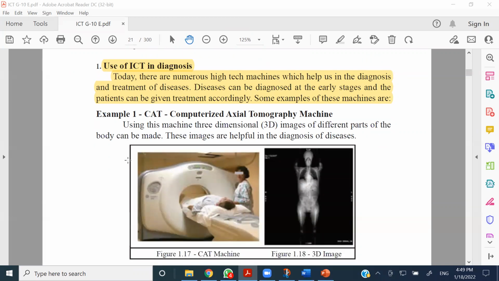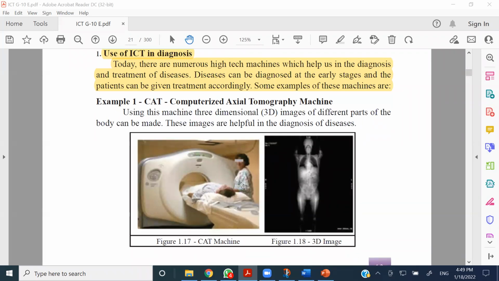So the first example is about the CAT machine, which is called the computerized axial tomography machine. This is used to take 3D images of different parts of the body, which will help the doctors and the medical people to diagnose a disease. It will give a much clearer view for the people to understand what the disease is.